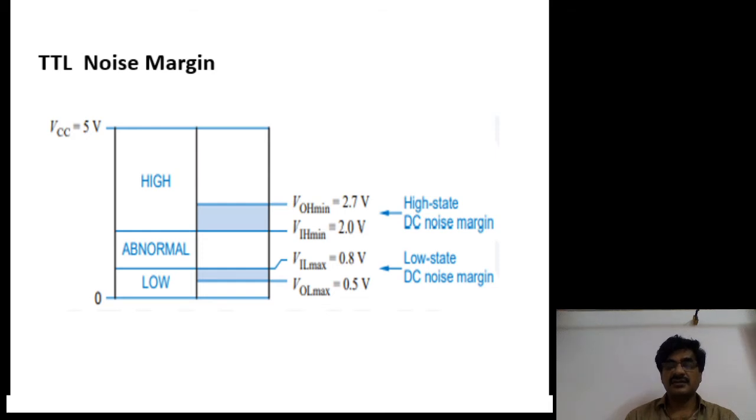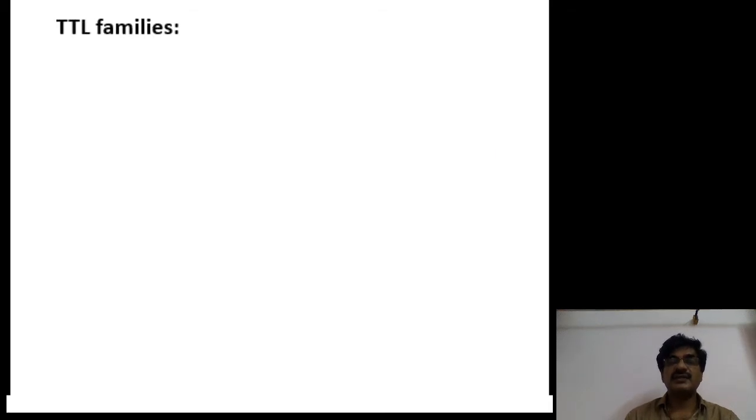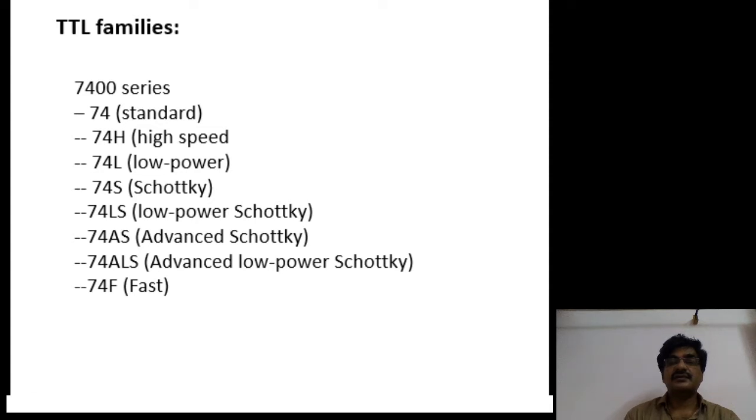Now let us see the subfamilies in TTL. The different families are like this. 74 is the standard one. 74H, the notation H, represents the high speed TTL family. 74L is the low power, L represents low power. 74S represents the Schottky model, so this particular TTL is Schottky TTL.